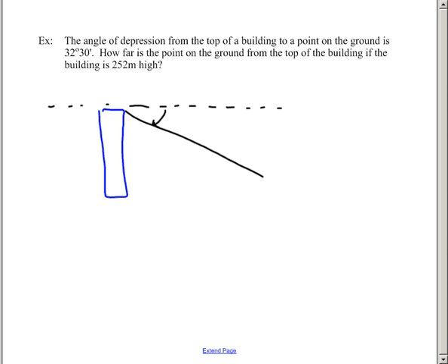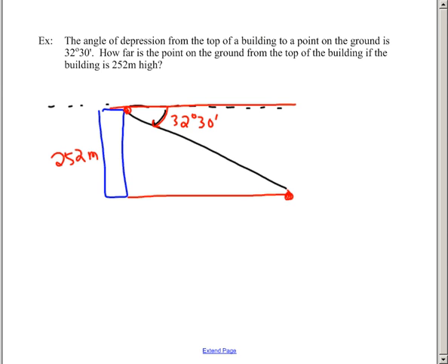Let's see. Okay, this is an angle of depression. We haven't done one of those from the top of the building. So we've got a building. The building is our line of sight. It said from the top of the building, that's our reference point. The angle of depression to a point on the ground. They tell you that that angle of depression is 32 degrees and 30 minutes. So again, from the horizontal line to the point on the ground, which would be this way. And they want to know how far is the point on the ground from the top of the building if the building is 252 meters high.